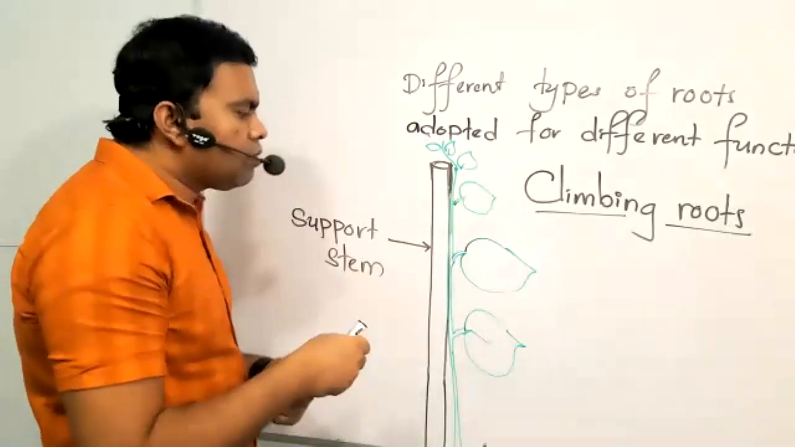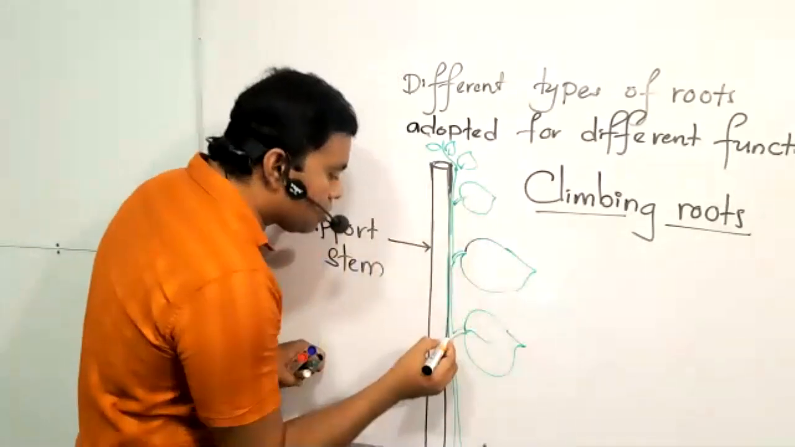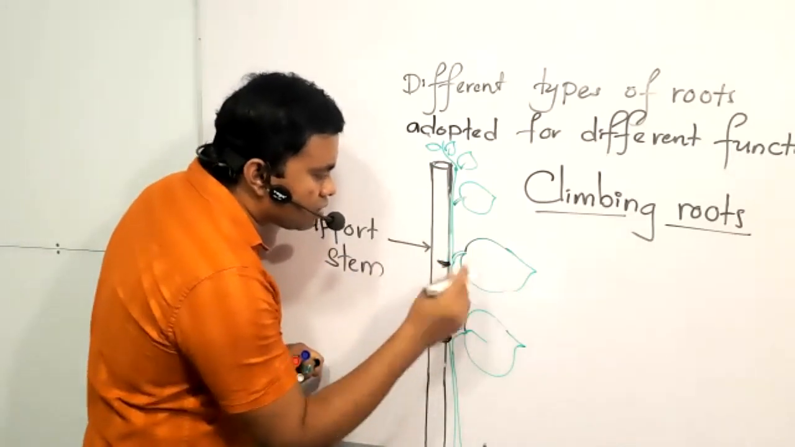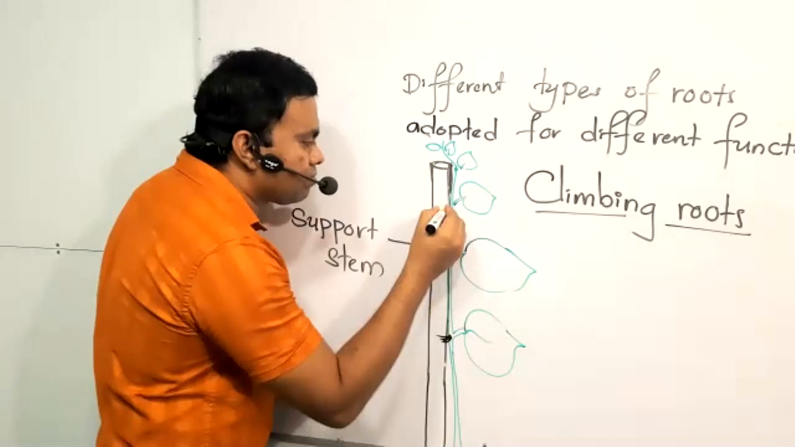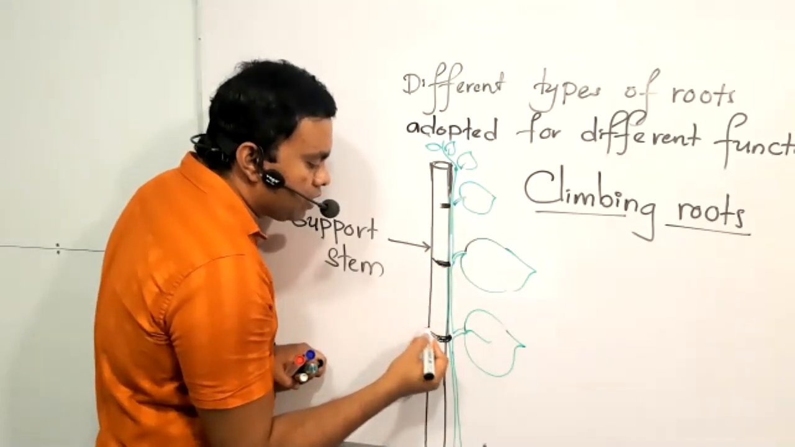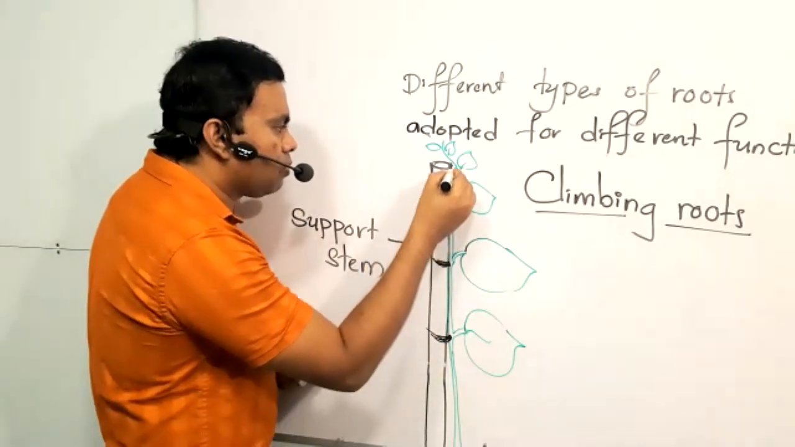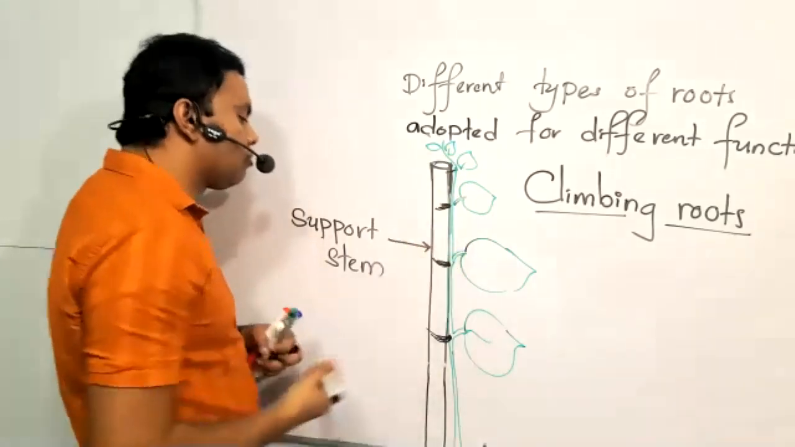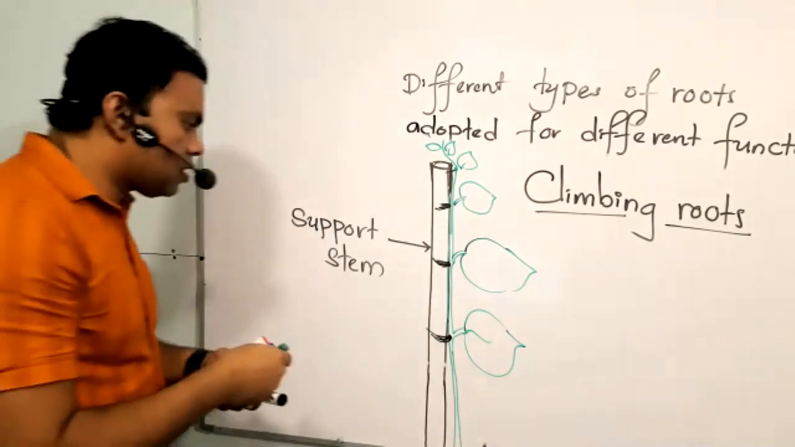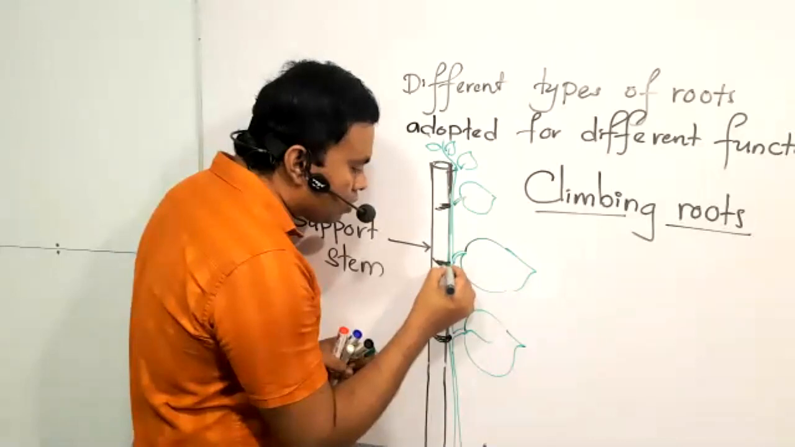So this climbing roots, just like you climb on a root. So what it does, just like embracing. Okay, so that's how it is fixed to the support stem or whatever the type of support. It may be a tree or whatever the thing. So these plants are using climbing roots.